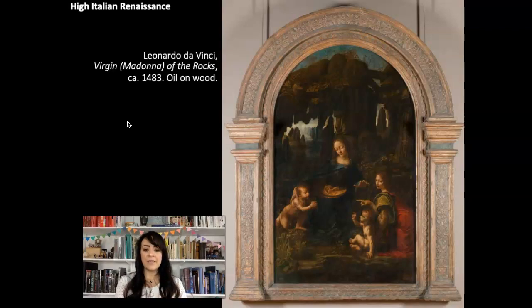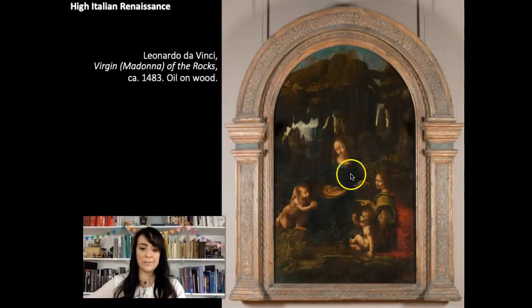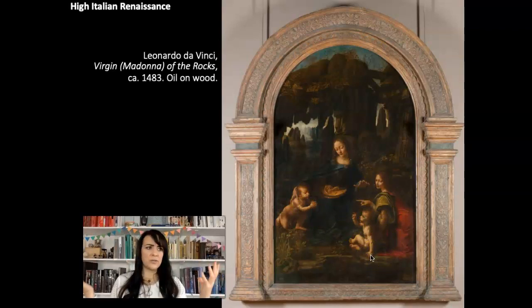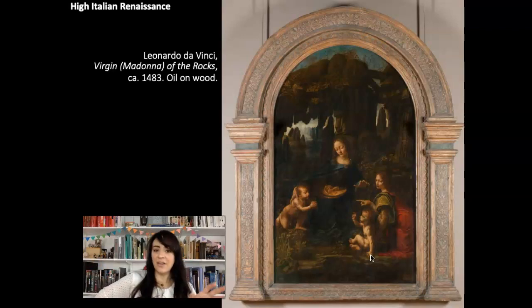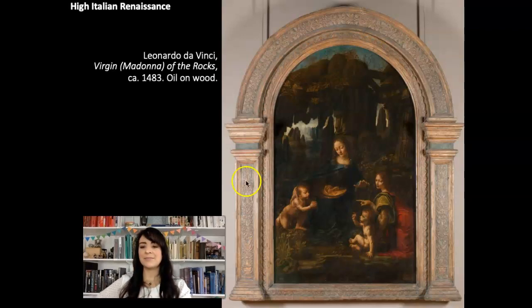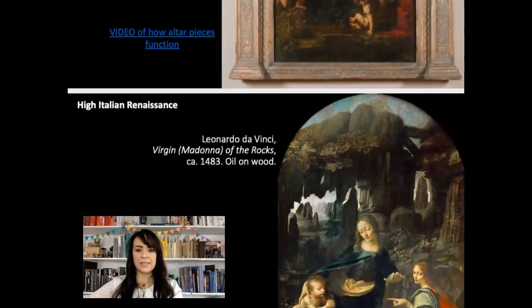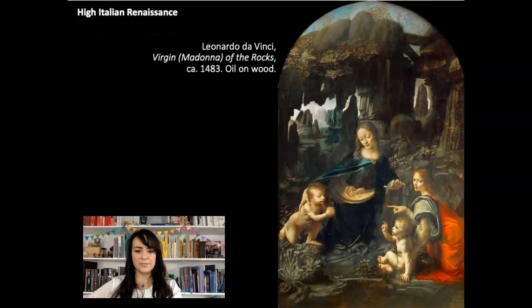And what we have here is the Virgin Mary and her son, baby Jesus. We have John the Baptist, the cousin of Jesus, and an angel. And they're placed here in this grotto. The grotto is a wet, rocky outcrop or cave. And so that's why we have the name, Madonna of the Rocks. Got it? Good. Now let's take a look at it in terms of composition.